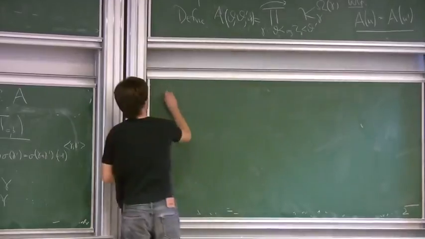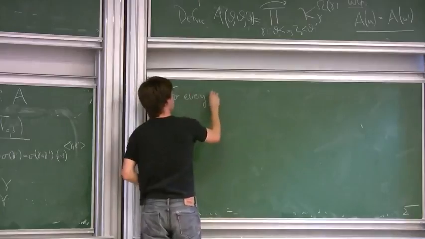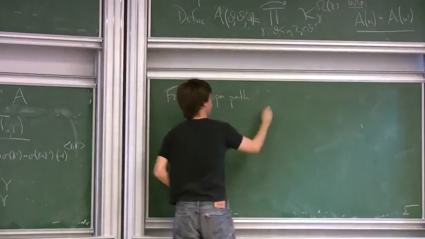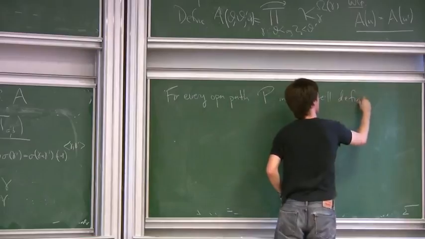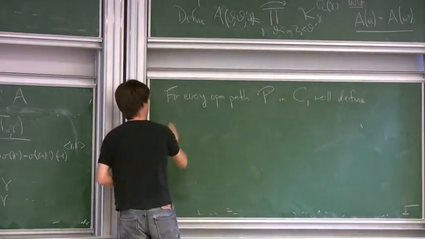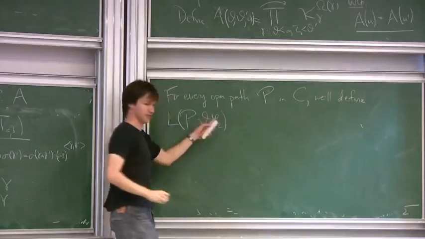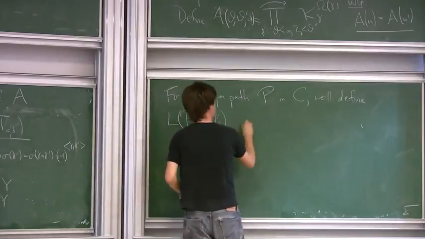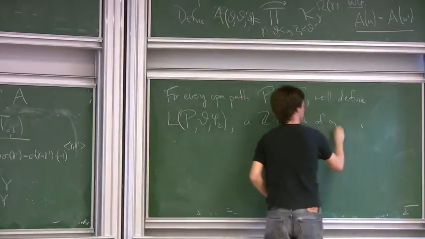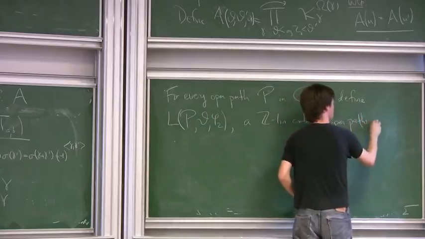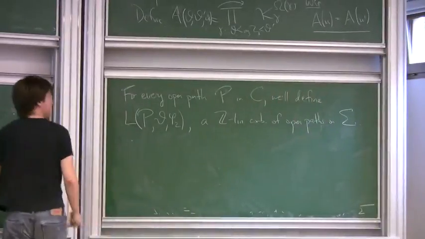So for every open path, meaning a map of the interval into C, I'm going to define L of P. Really, it's L of P, theta, and phi 2, but I'll mostly suppress these and just call it L of P. And what it's going to be is a Z-linear combination of open paths on sigma. And it's going to have 2 important properties.